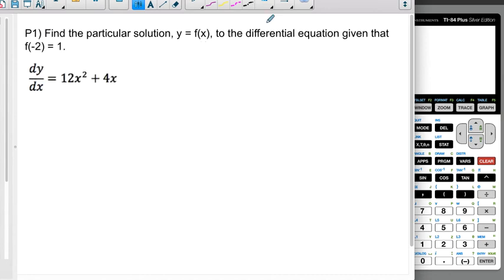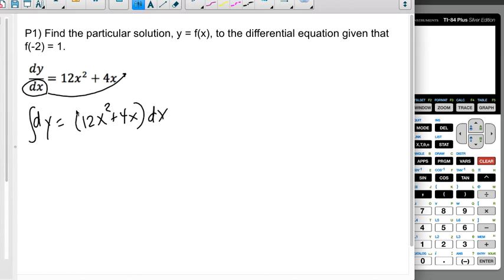All right, go ahead and give it a try in P1. Same idea, and you can go ahead and pause me if you don't want me to do it with you. So I'm going to multiply the dx over, so I'm going to get dy equals 12x squared plus 4x times dx. I'm going to do the antiderivative of both sides.